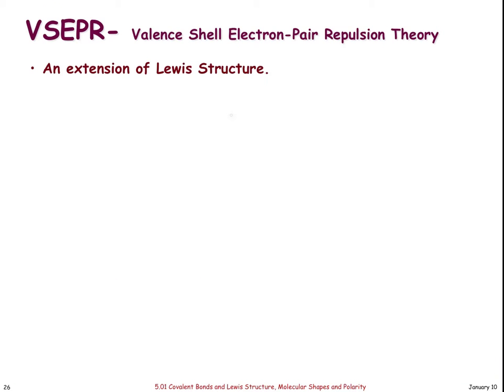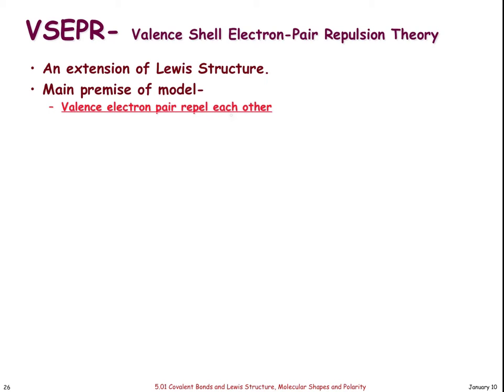So, how do you determine the shape of a chemical? Well, we use this theory called valence shell electron pair repulsion. It's an extension of the Lewis structure. The Lewis structure, remember, we use the valence electrons to figure out how the atoms are arranged for a substance. Well, now we're going to use that Lewis structure to figure out how the atoms are arranged in three-dimensional space.